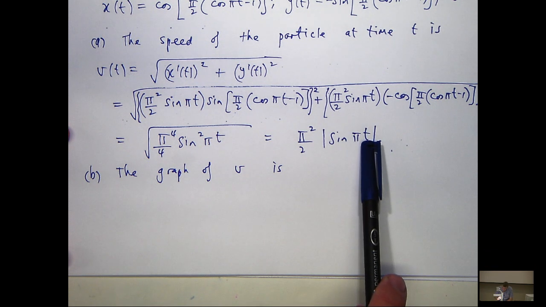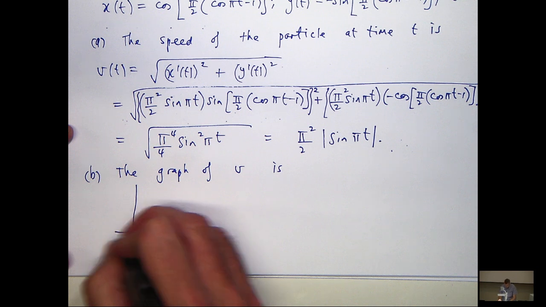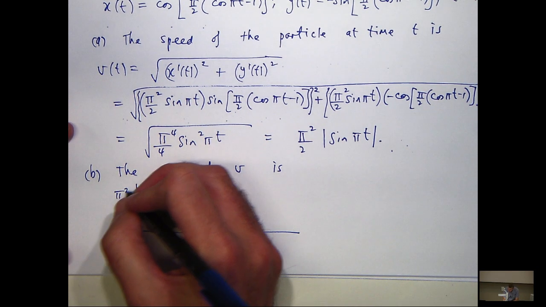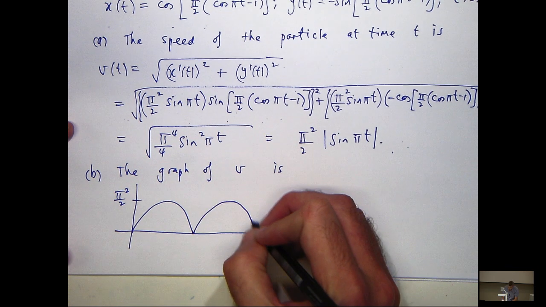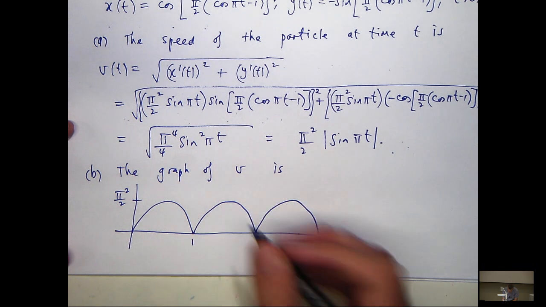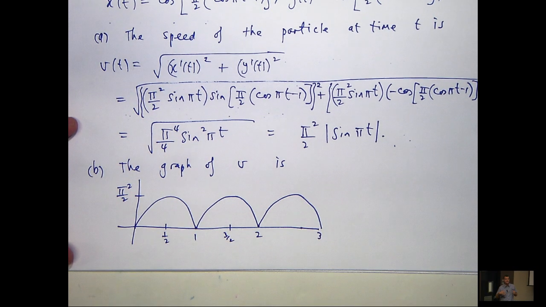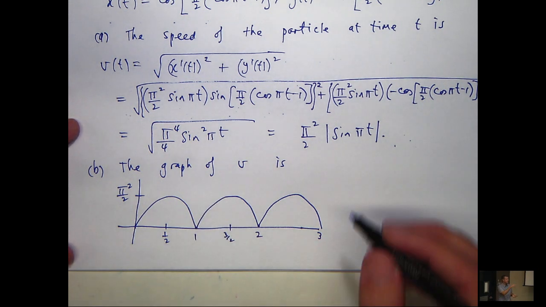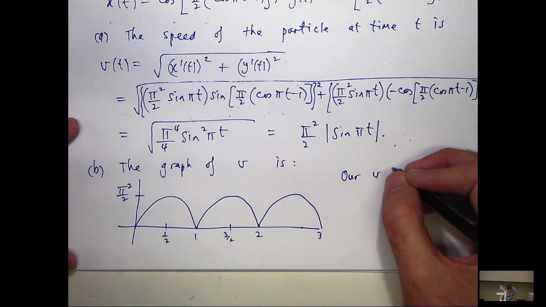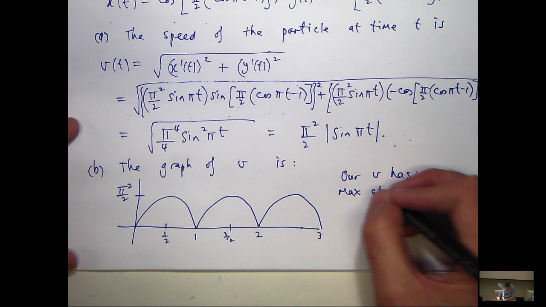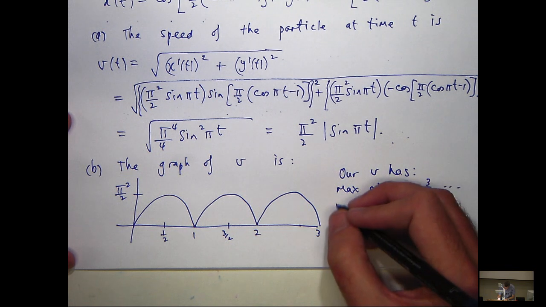All right, so when is this 0? It's 0 for t equals 0, 1, 2, 3, etc. So to draw the graph, okay, it'll have a maximum of pi squared on 2. And it's just going to look something like this. Okay, so this is 1, 2, 3, and so in between, that's where the curve or the speed is going to be a maximum. Sorry, max at 1/2, 3 on 2, etc.